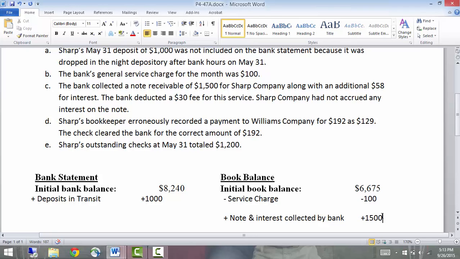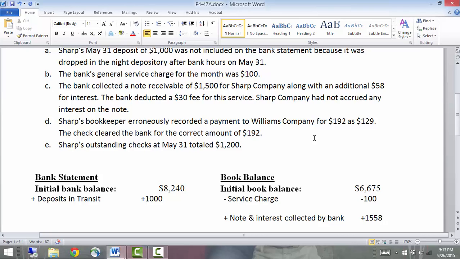If our company already knew that this was deposited in the bank account, and we had already updated our records, it would already have been in this amount. But if we didn't learn about it until we got the bank statement, then that's when we would need to add this in, if we had not already adjusted our books and records. And actually, they had collected $1,500 and then plus $58 for interest. So they actually had an addition, that should be plus $1,558.